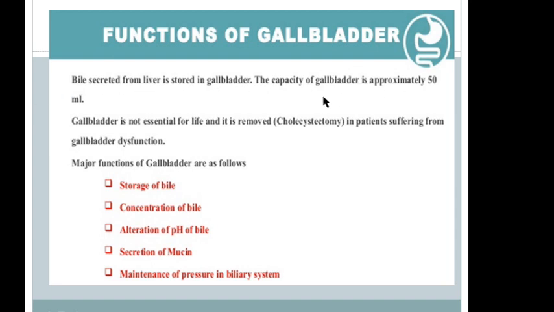The capacity of the gallbladder is 50 ml. Gallbladder is not essential for life and it is removed, which is called cholecystectomy, in patients suffering from gallbladder dysfunction. So it is not very essential for life. If it is removed, then also our body will function normally. Major functions of gallbladder are storage of bile, concentration of bile. Bile is concentrated in the gallbladder. Alteration of pH of bile.